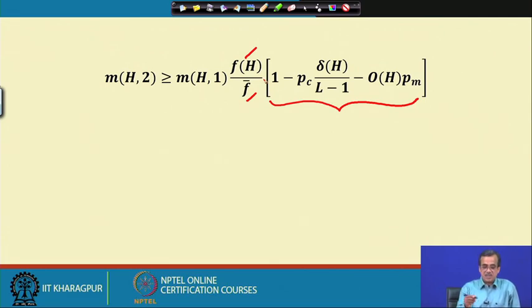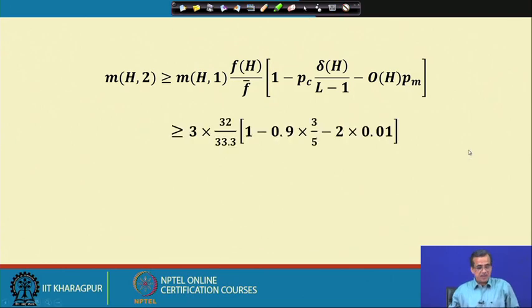And now, if I substitute the numerical values, I will get the expression for this m(H, 2). Here m(H, 1) is equal to 3, f(H) is equal to 32, f bar is 33.3, 1 minus P_c is 0.9, delta(H) is 3, L minus 1 is nothing but 5, order of H is 2, multiplied by P_m 0.01, and if I calculate, this will become greater than or equal to 1.268.